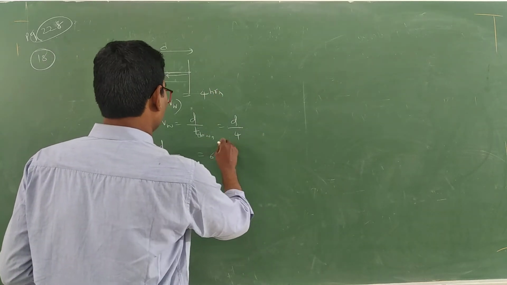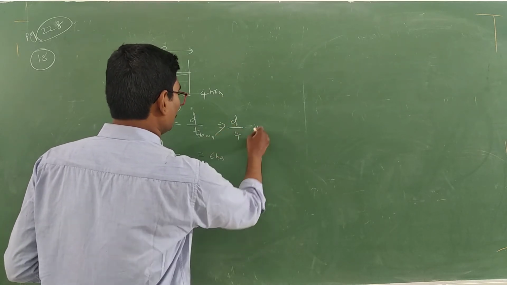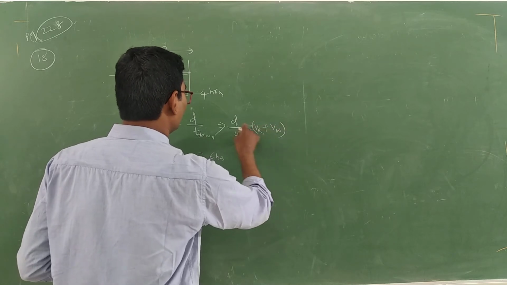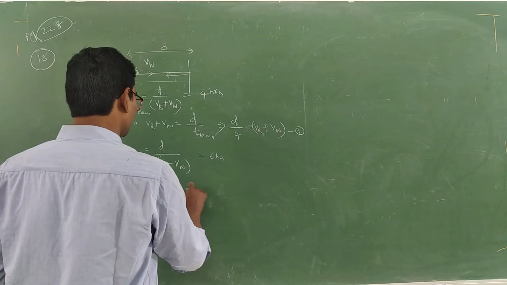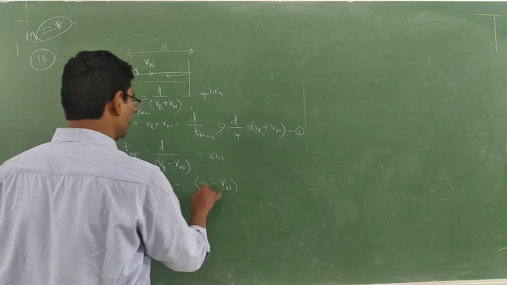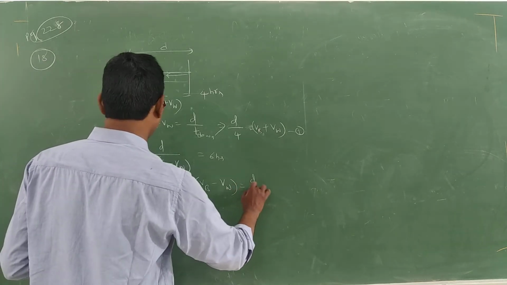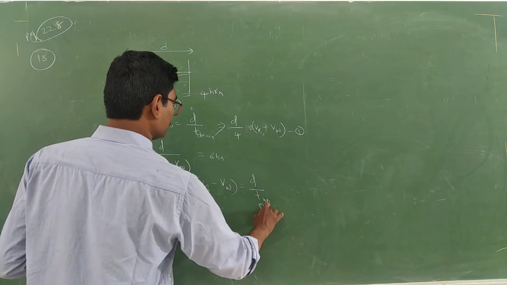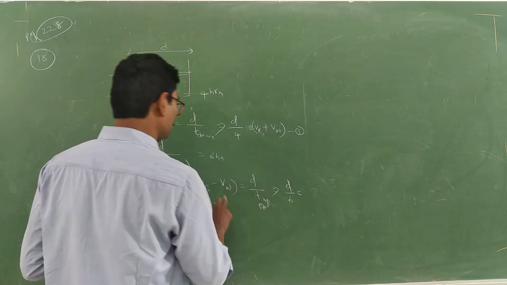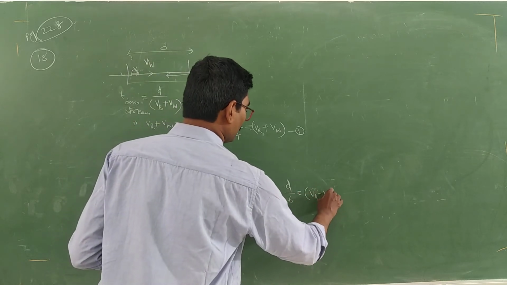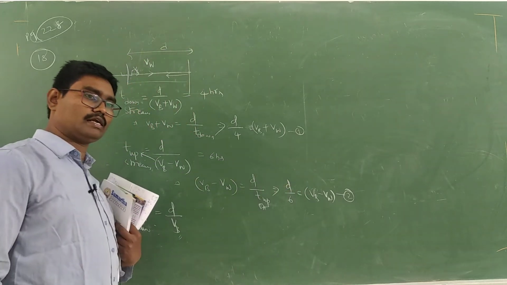So VB minus VW. VB plus VW is equal to D by 4. Okay. Next, from this, VB minus VW is equal to D by T upstream. D by 6 is equal to VB minus VW. This is equation number 2. Simplify, you get the answer.